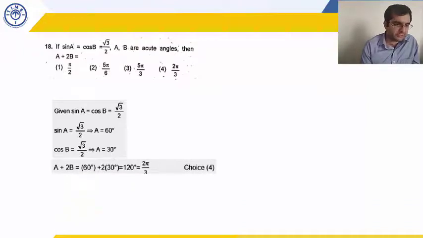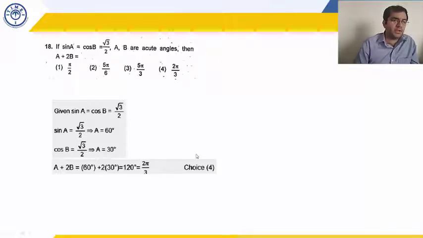Okay. So finally, A plus 2B becomes 60 plus 2 times 30. That is 120 degrees. And we now know how to convert degrees to radians. So 120 into 2 pi by 360 gives you 2 pi by 3. That's option number 4. Option number 4 is the answer.